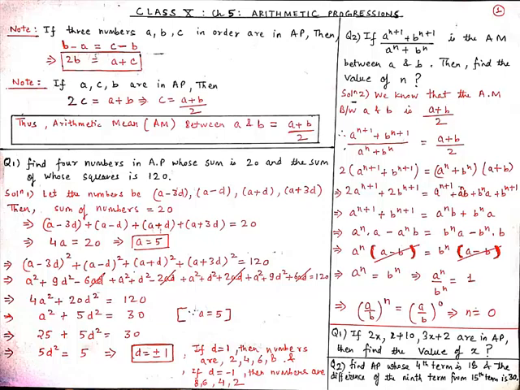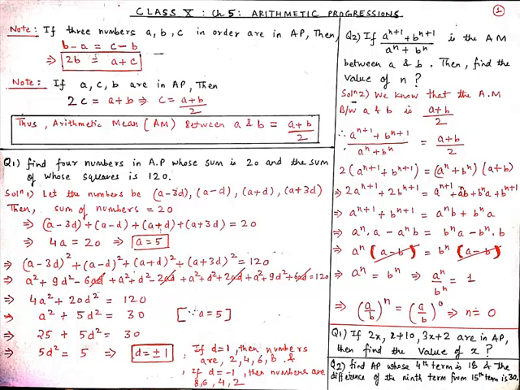And now, according to our question, the sum of whose squares is 120. Therefore, a minus 3d whole square plus a minus d whole square plus a plus d whole square plus a plus 3d whole square is equal to 120. And now, on expanding a minus 3d whole square, we get a square plus 9d square minus 6ad. And plus, on expanding a minus d whole square, we get a square plus d square minus 2ad. And now plus, we will expand a plus d whole square, which is equal to a square plus d square plus 2ad. And now we will expand a plus 3d whole square, which is equal to a square plus 9d square plus 6ad. And this is equal to 120.